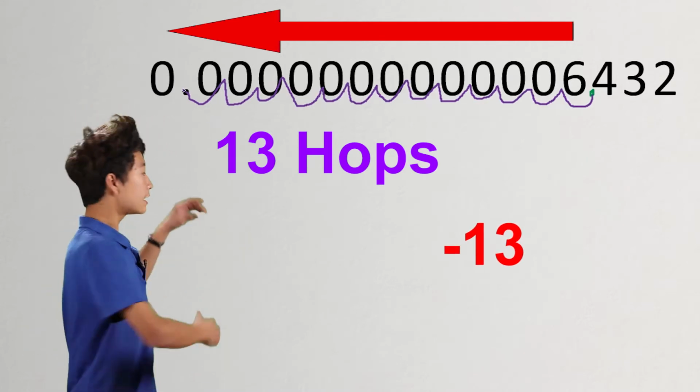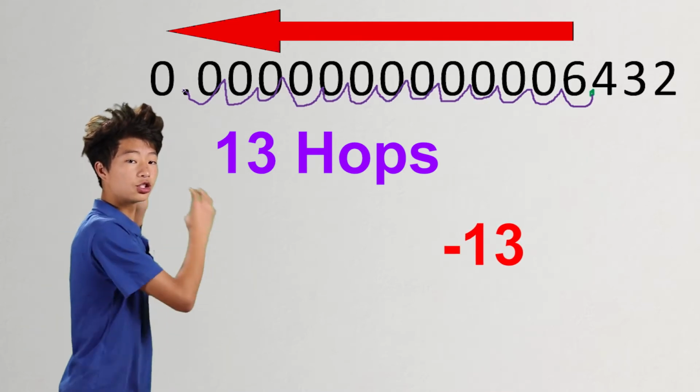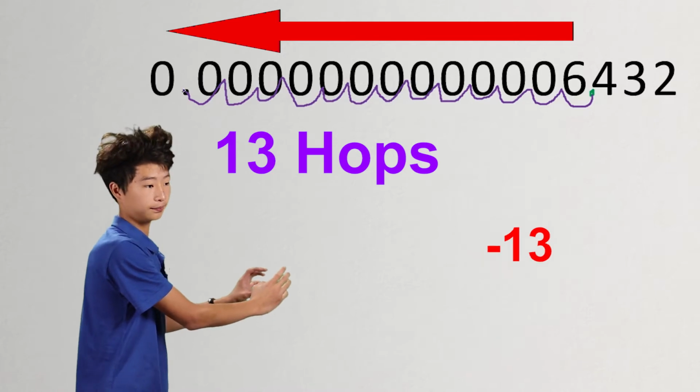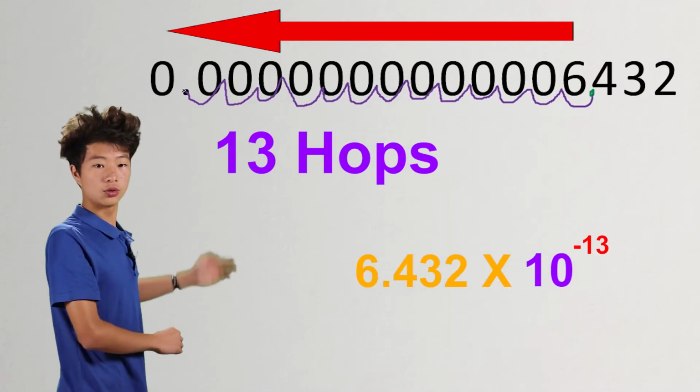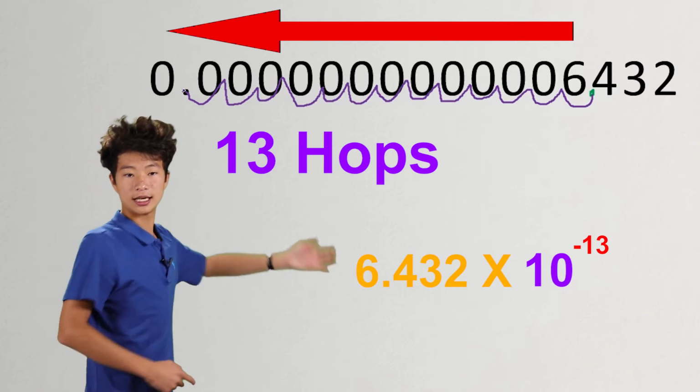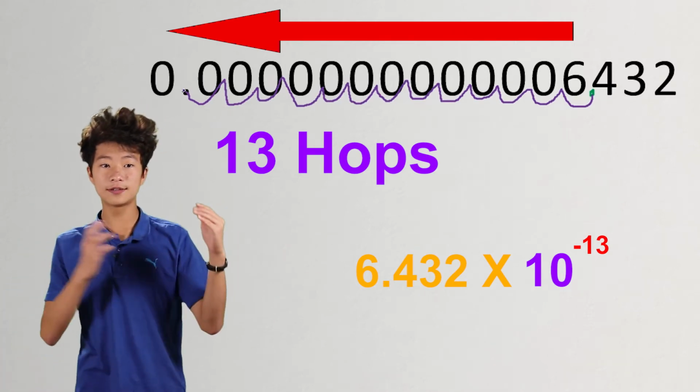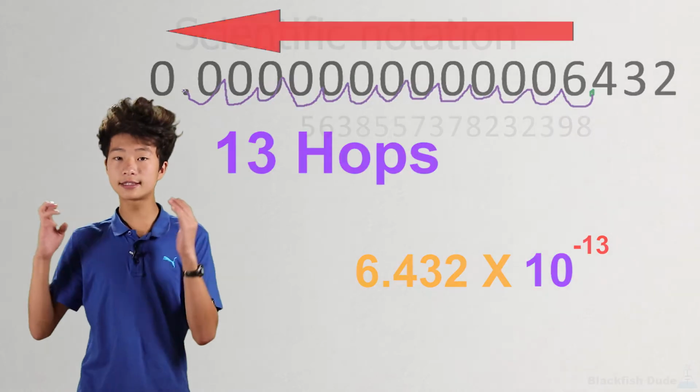And then you take that negative 13 and you shove it right onto a 10. So what do you get? You get 6.432 times 10 to the negative 13. And bang, you have got your scientific notation. Let's take a look at a different example.